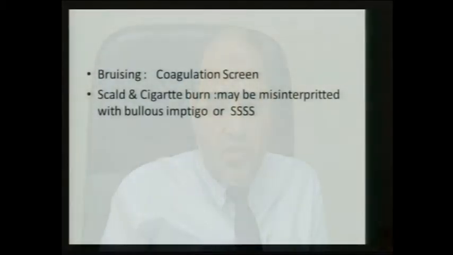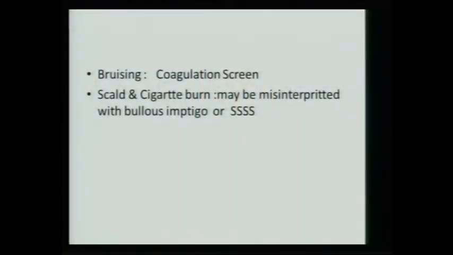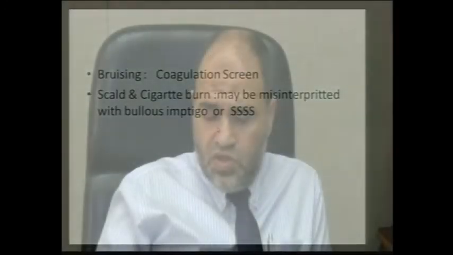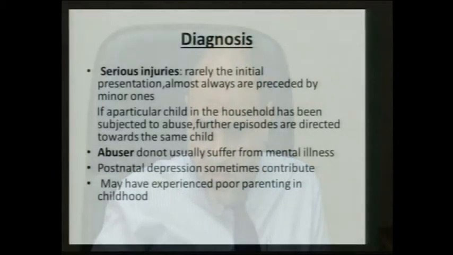In case of child abuse with bruising, we have to check a coagulation screen. Maybe the patient has a bleeding diathesis and it's not child abuse. Scald and cigarette burn sometimes may be misinterpreted as bullous impetigo or staphylococcal scalded skin syndrome, which is called 4S syndrome. So, diagnosis.